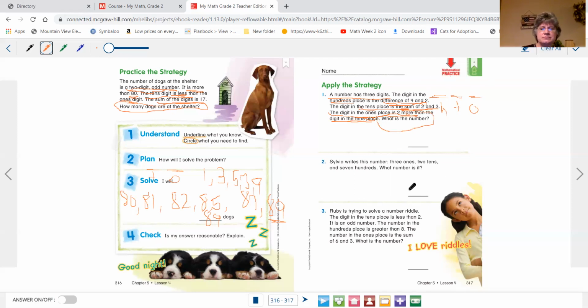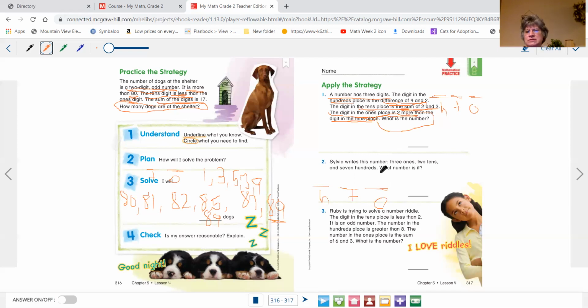Okay. The next one's not so bad. You're just going to have to show that you know the place value order. Hundreds, right? Tens. And your ones. And just read those clues up there and build your number.